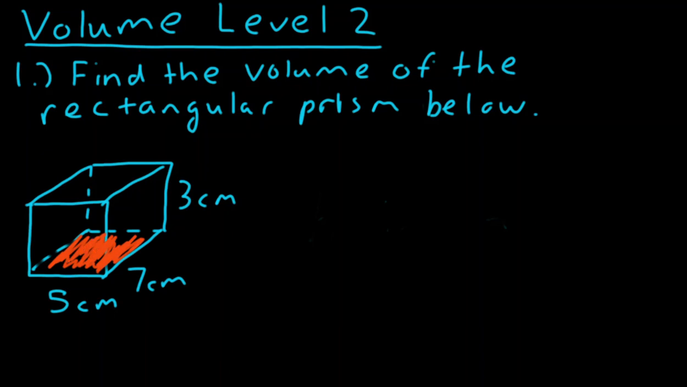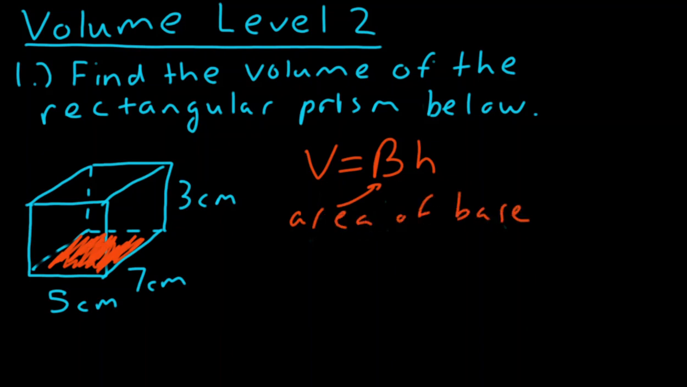Now I know that the volume is equal to capital B times H, where capital B is a stand-in for the area of the base. Capital B stands for the area of the base. So there's always going to be really two parts to this problem. One, we have to find out what B is, which is the area of our base. And in this case, our base is a rectangle.